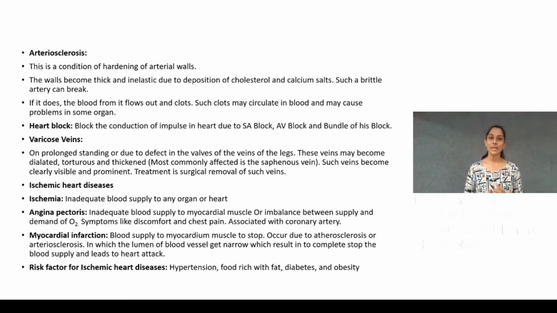Then next is ischemic heart disease. Inadequate supply of blood to any organ or the heart is ischemia. Angina pectoris is inadequate blood supply to myocardial muscle, or oxygen imbalance, and it is associated with the coronary artery. Then myocardial infarction is when blood supply to myocardial muscle stops. This occurs due to atherosclerosis and arteriosclerosis, in which the lumen of the blood vessel gets narrow, resulting in complete stopping of blood supply, and this leads to heart attack. Risk factors of ischemic heart disease are hypertension, food rich in fat, diabetes and obesity.